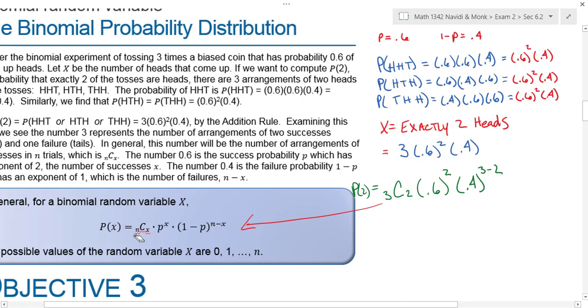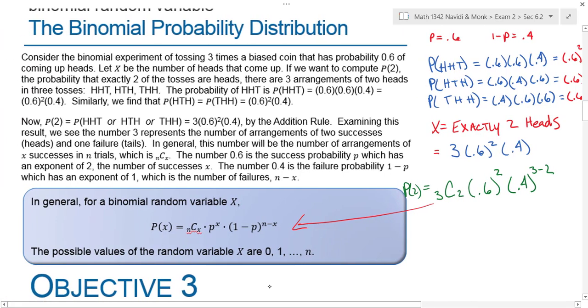It's n choose x, where n is the number of trials that you have, x is the number of successes, times p, the probability of success raised to the x, times 1 minus p raised to the n minus x. This is the formula for calculating the probability for the binomial random variable x, if you're calculating it by hand. Fortunately for us, we don't have to calculate these by hand because this formula is already pre-programmed into your calculator. And I'm going to show you how to use your calculator to find these probabilities.